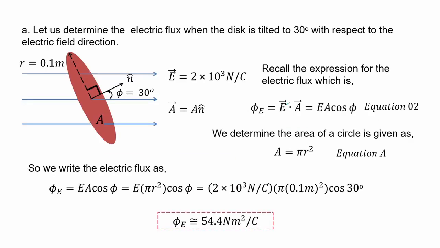For letter A, let us determine the electric flux when the disk is tilted to 30 degrees with respect to the electric field direction. We recall the expression for the electric flux as shown in equation 2. We need to write an expression for the area of a circle, which we see in equation A. We then substitute this into the flux equation and we get a value of about 54 newton meters squared per coulomb.